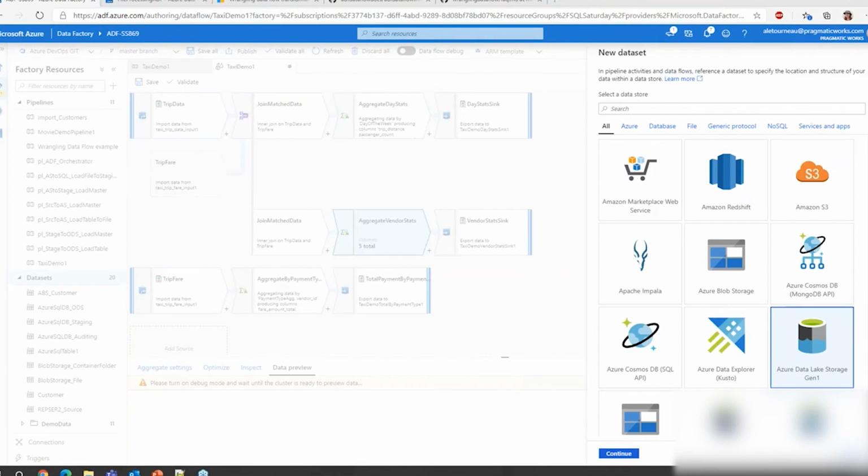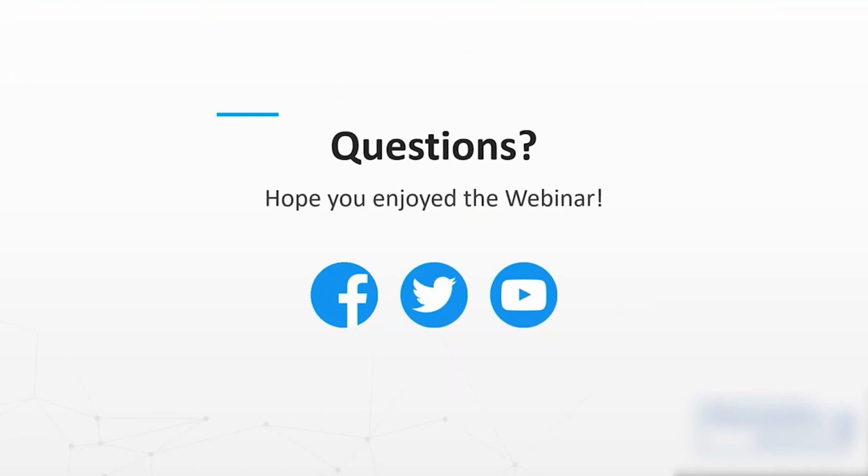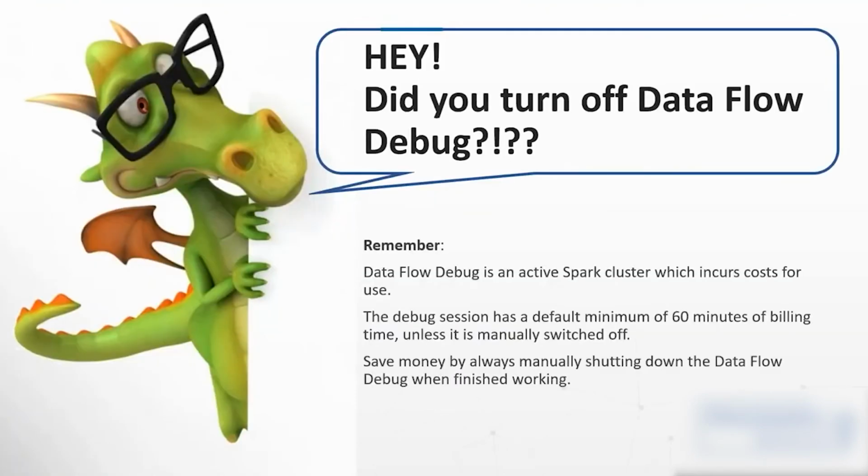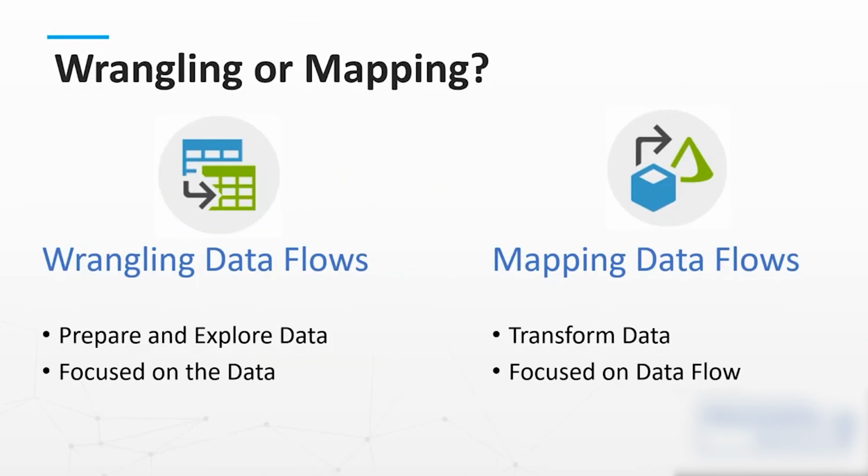Please repeat, what is the difference between wrangling and the other data flow? Oh, wrangling and mapping data flow. Okay, sure. The main difference, let me go back to my slide here, is that they're essentially considered to be used for two different purposes. The mapping data flow is used for transforming data. So if you're doing transformations, inserts, updates, deletes, slowly changing dimensions, things like that, you would do the mapping data flow. The wrangling data flow is more for preparing and exploring data.